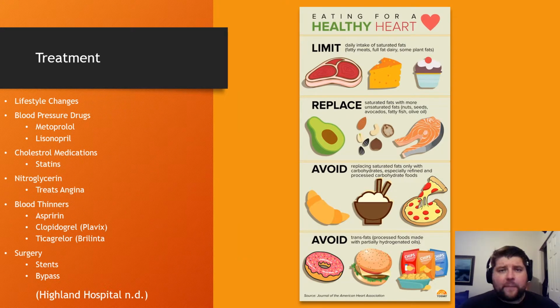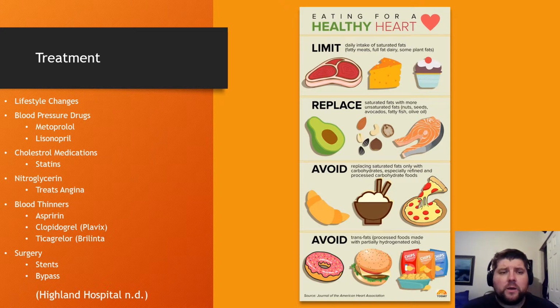So what happens when you already have coronary artery disease? You've gone to the cardiologist and you've determined that you have this condition. Well, first thing is the lifestyle changes. What I said before, how to prevent it. Eating heart healthy meals, replacing certain foods with other foods, and avoiding other foods altogether.